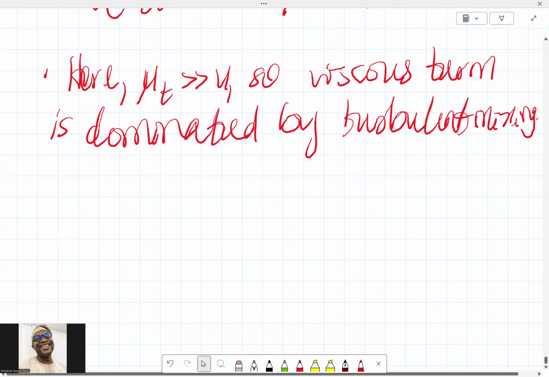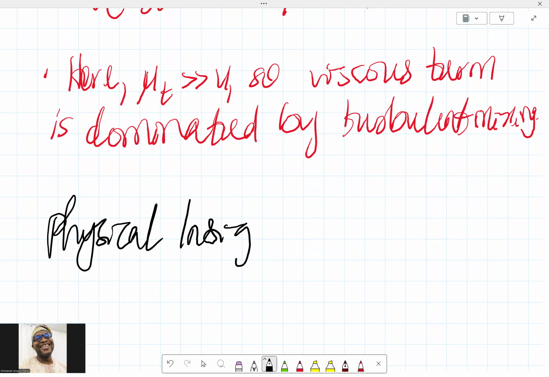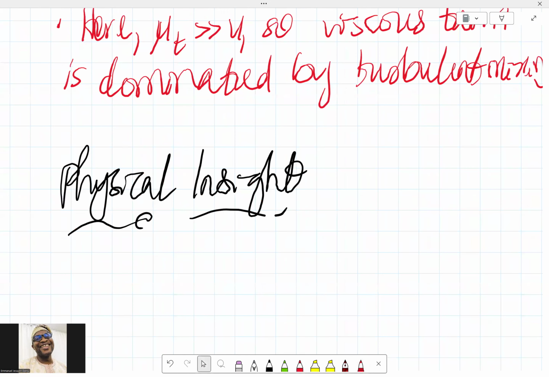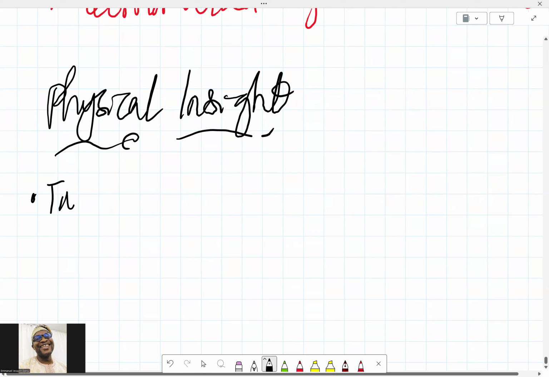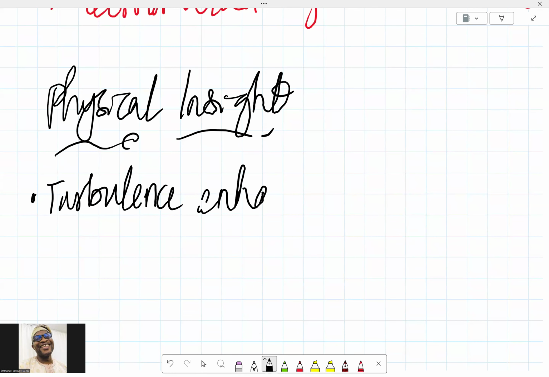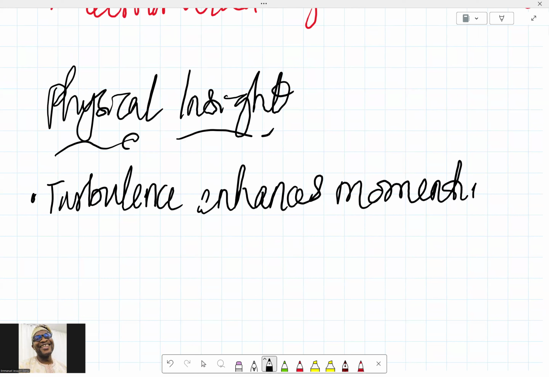Okay, so let's talk about physical insight now. Here we see that turbulence enhances momentum diffusion. Of course, it enhances momentum diffusion because the flow is kind of violent.